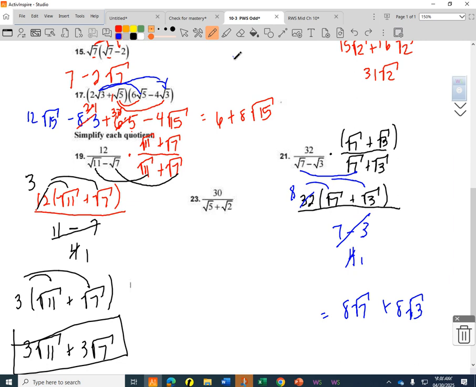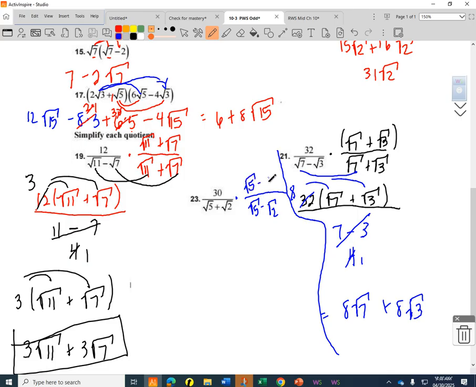What is the conjugate? What is the conjugate for the denominator for 23? That's what we need to know. Can you see what's the conjugate here? Beautiful. Square root 5 minus square root 2. If that goes in the bottom, it has to go in the top.